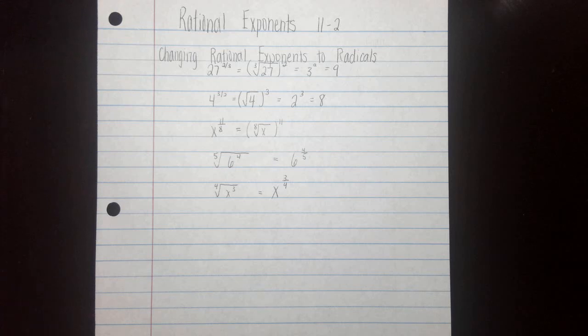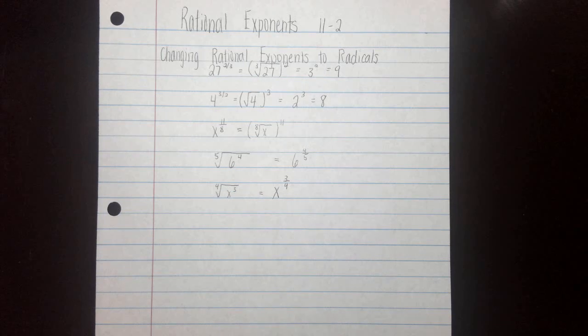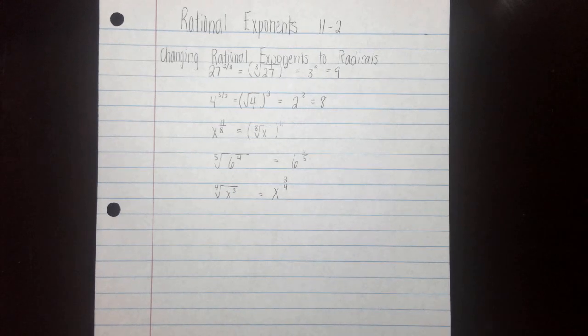Okay, so it follows that same pattern every single time. You take your rational exponent to a radical, or radical to rational exponent.